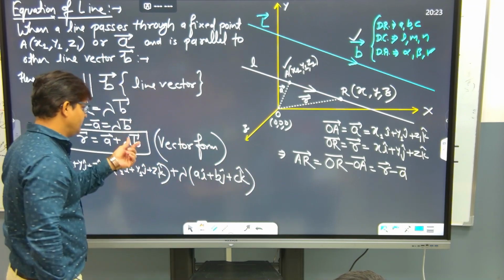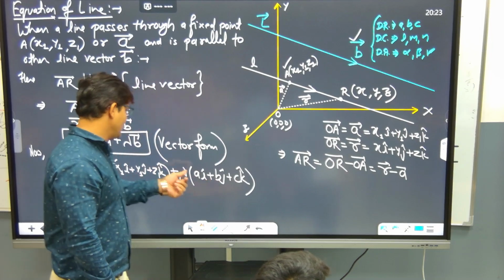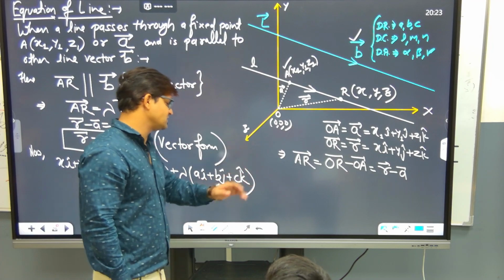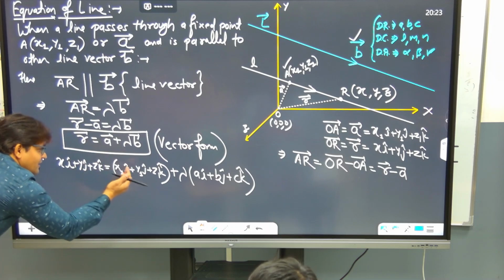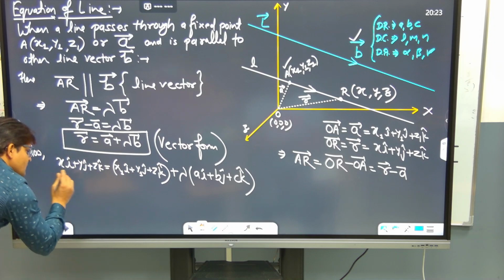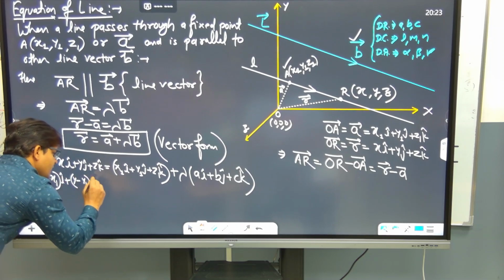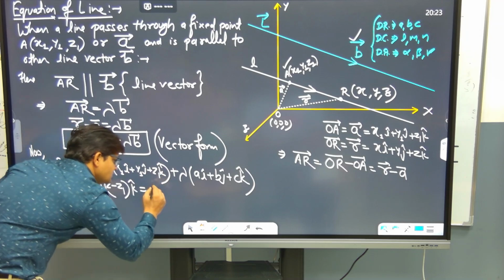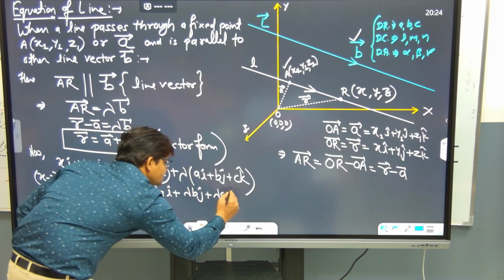Now don't confuse this B vector with the coefficient b. The B vector contains the direction ratios a, b, c. So this b and vector B are different. In vector B we have three things: a, b, c are scalar components on the x, y, z axes. Now, by using the comparison of vectors, we can write, taking this to this side, x minus x1 of i-cap plus y minus y1 of j-cap plus z minus z1 of k-cap. After multiplying, this is lambda a i-cap plus lambda b j-cap plus lambda c k-cap.